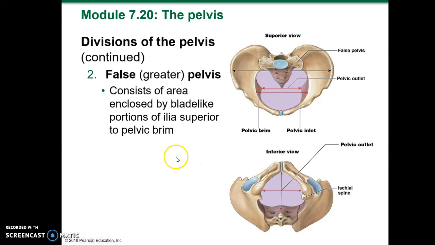And then the false pelvis consists of the area enclosed by the blade-like portions of the ilia superior to the pelvic brim. Okay, so the false pelvis goes from here to here. This is considered true on the inside.